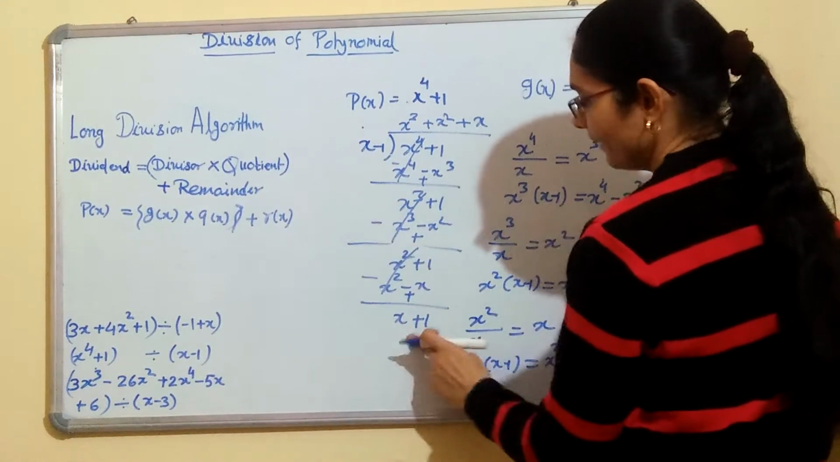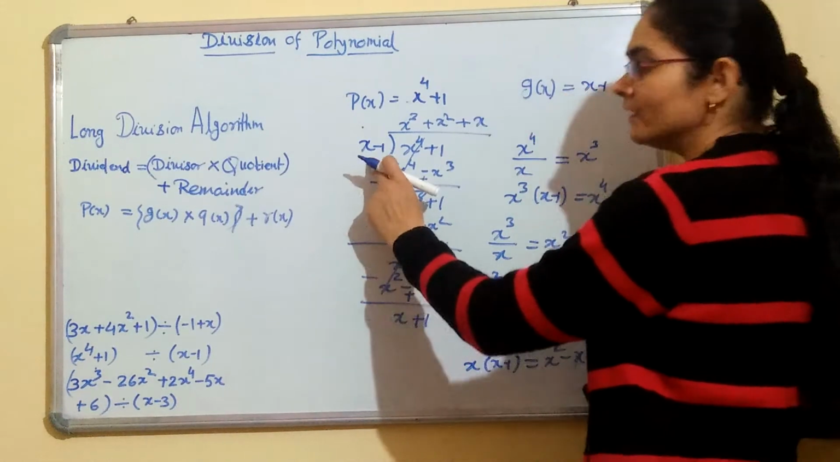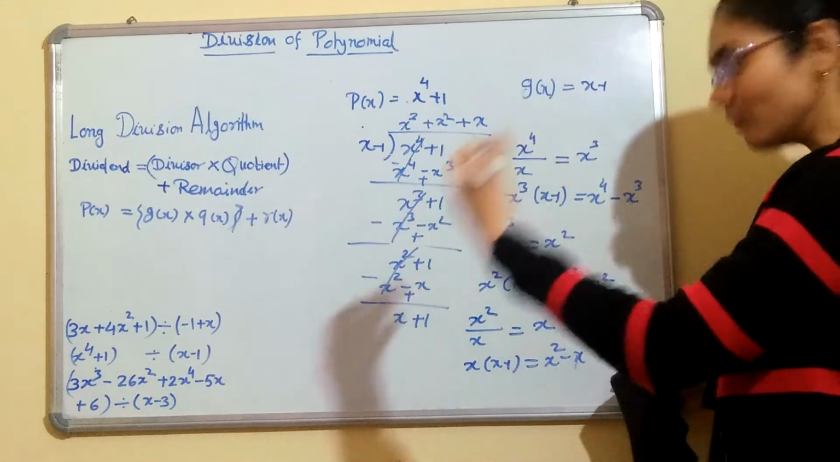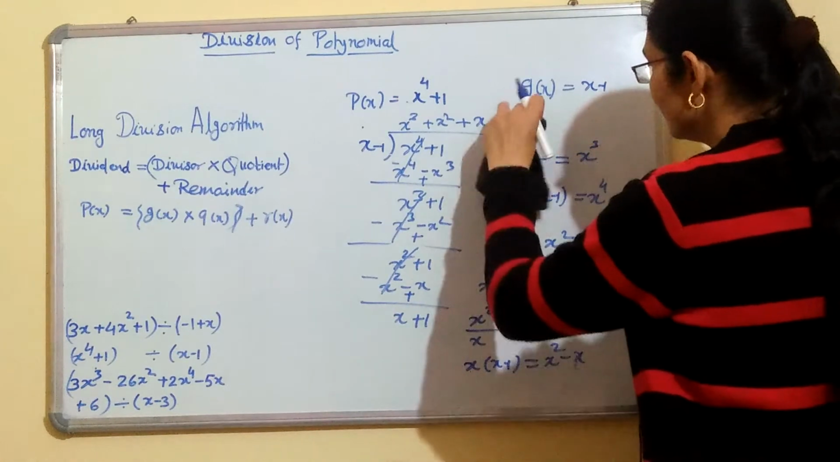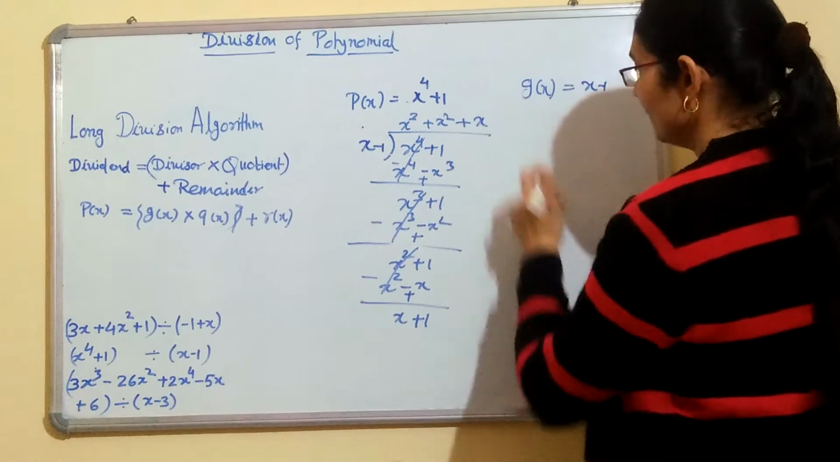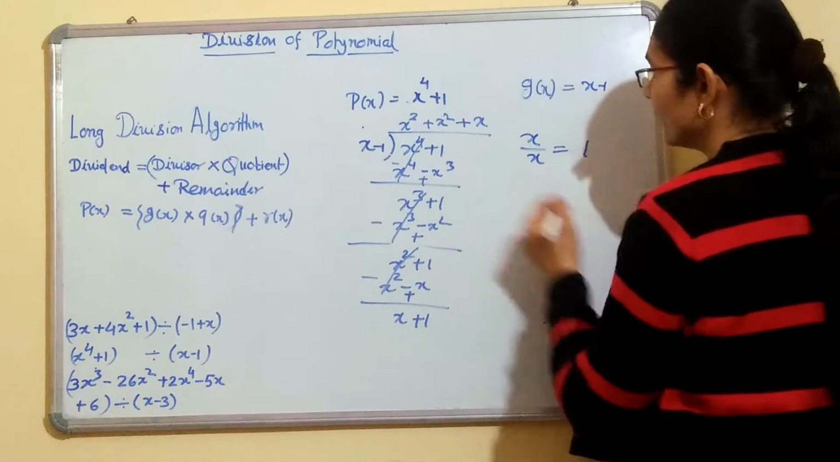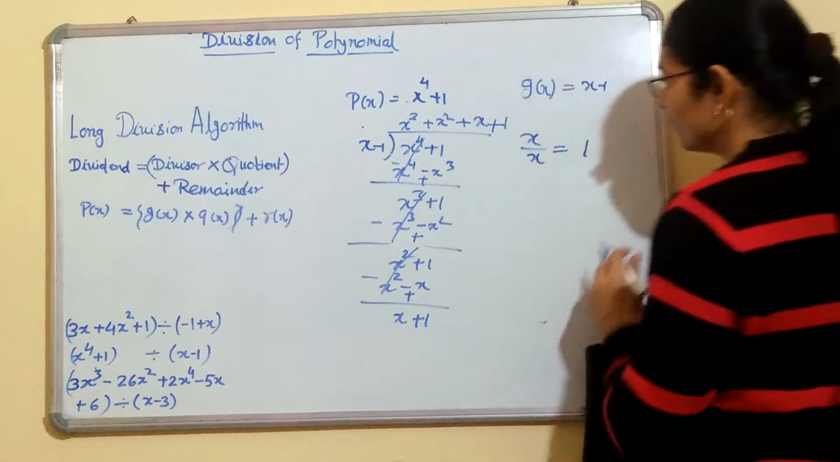x minus 1, x plus 1. Degree of the dividend is equal to the degree of the divisor. That means the division will happen one more time here. So again divide the first term of the dividend, that means x, by the first term of the divisor. So we get 1. This is the fourth term of the quotient.